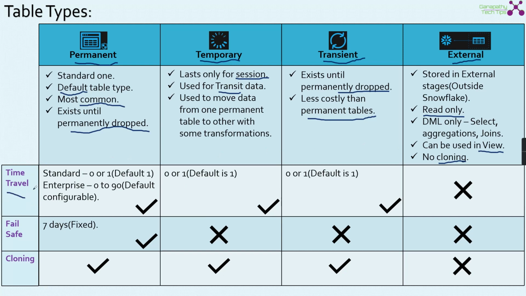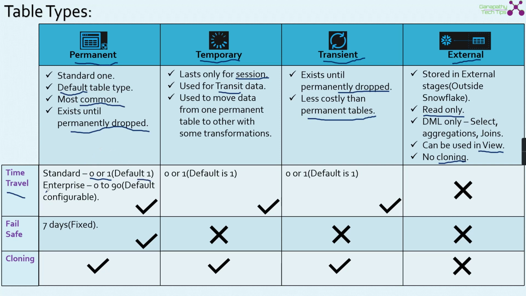If you see time travel in the permanent table, for the standard edition of Snowflake, we can have a maximum of 1 day alone. We can make it 0 as well, 0 meaning disabling the time travel option. We don't have any way to time travel on the data if you set this parameter as 0. The default parameter is 1.